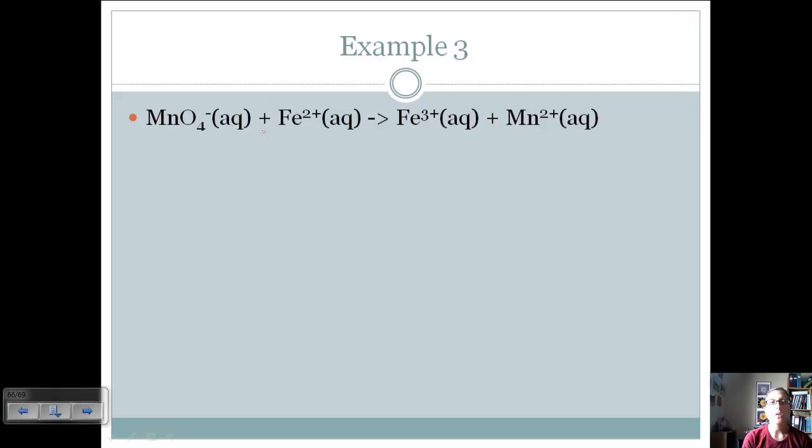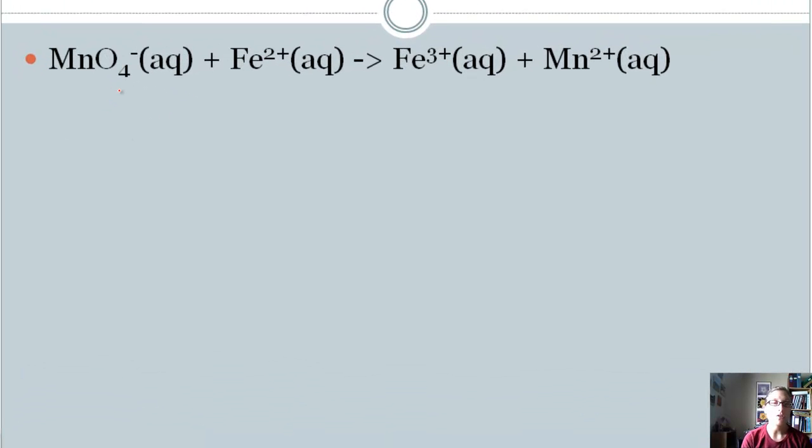Okay, so first thing that I want to do is assign oxidation states to everything. I know oxygen is always a -2, because there's 4 that makes -8, but this is an ion, so it's an overall 1- charge, so that makes manganese a +7 oxidation state. Iron is the monatomic ion. Its charge is 2+, so that makes its oxidation state +2. Here iron is a monatomic ion with a 3+ charge, so that makes its oxidation state +3. And here manganese is a 2+, and so that makes its oxidation state +2.